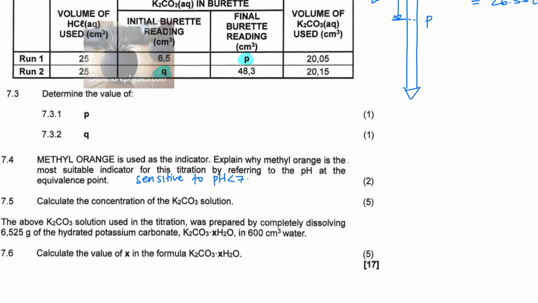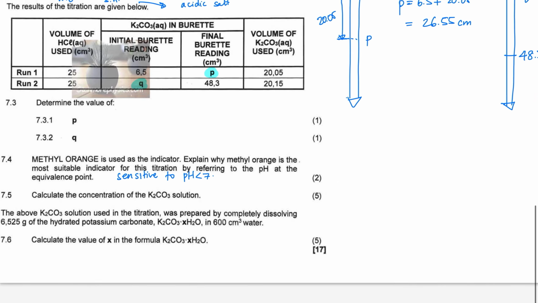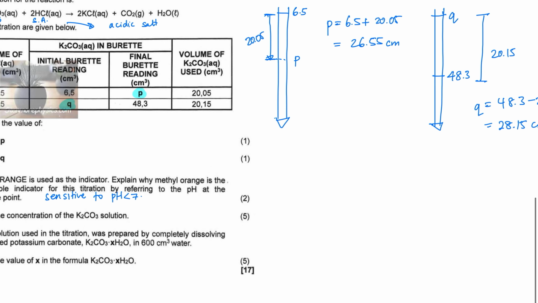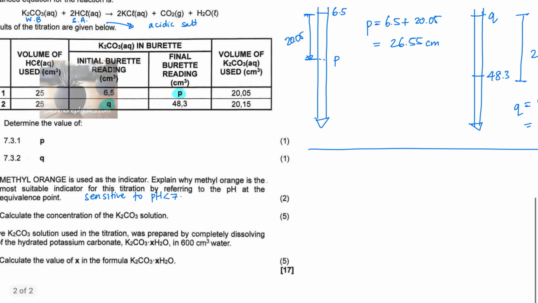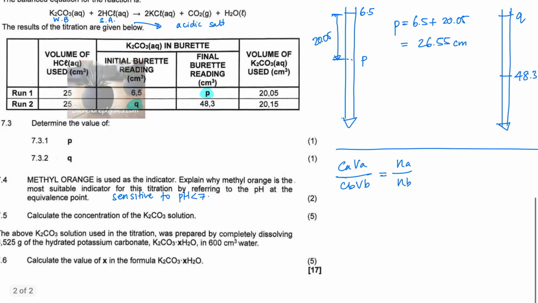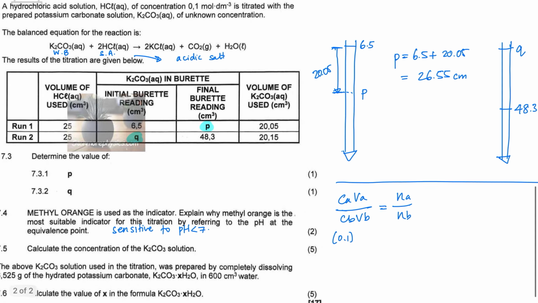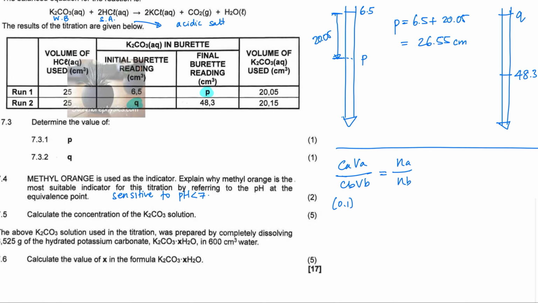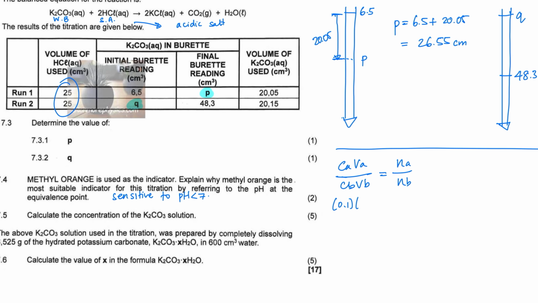Question 7.5, calculate the concentration of the K2CO3 solution. What we're going to do here is use our acid-base titration formula, which is CAVA over CBVB equals NA over NB. Now the concentration of the acid was given to us. It was 0.1. The volume of the acid is given to us here. It is 25. Now, when you use this formula, you don't need to convert to dm cubed.